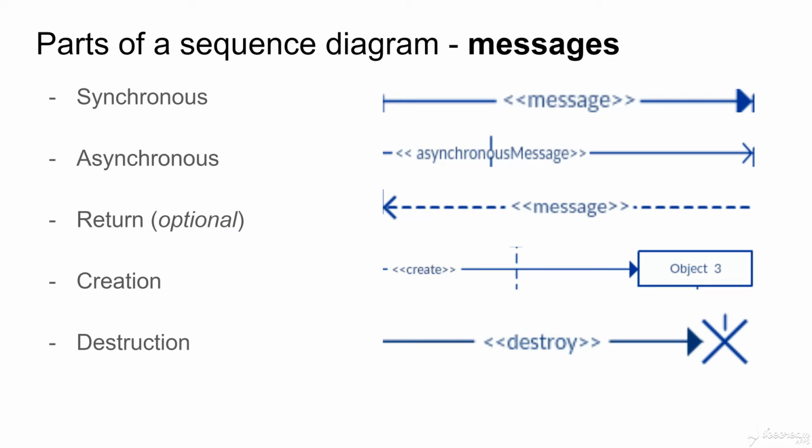Next up, messages. There are quite a few different kinds of them, but luckily they're all quite self-explanatory. We have synchronous messages, in which case the sender always waits for the receiver's response before continuing, and we have asynchronous messages that do not require a response from the receiver in order for the sender to continue its work. Since a response is always needed in the case of a synchronous message, marking the return messages on the diagram is optional. In addition, we have creation and destruction messages that clearly create or destroy different lifelines.